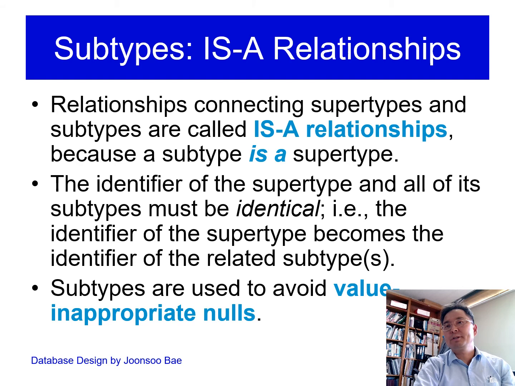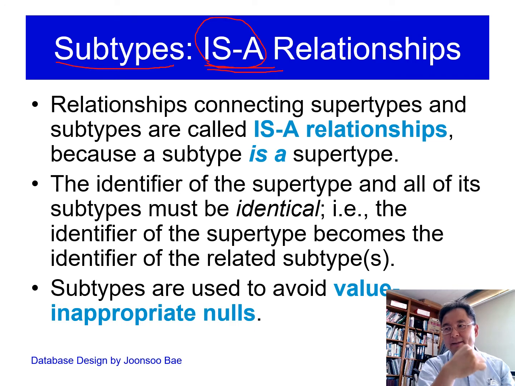And this subtype has its own name, is a relationship. So this is a name of subtypes. Among the several relationship types, only two relationships have their own name. This subtype has its own name, the name is a relationship, and also the 1 to n relationship is called has a relationship.